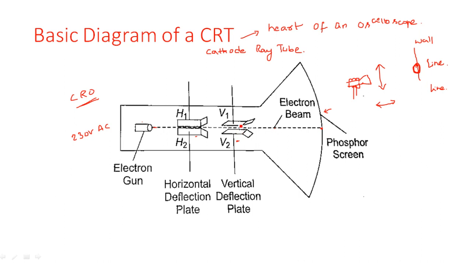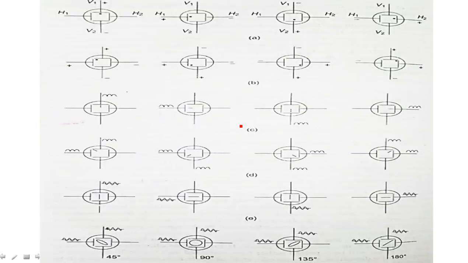Okay, now let us see how the electron beam is going to be attracted to the plate and going away from the plate, and how the waves are going to be created. Let us see. Here, let us start with a DC supply to one particular plate. Very easy concept. In the first case we have applied a DC supply. To which plate?